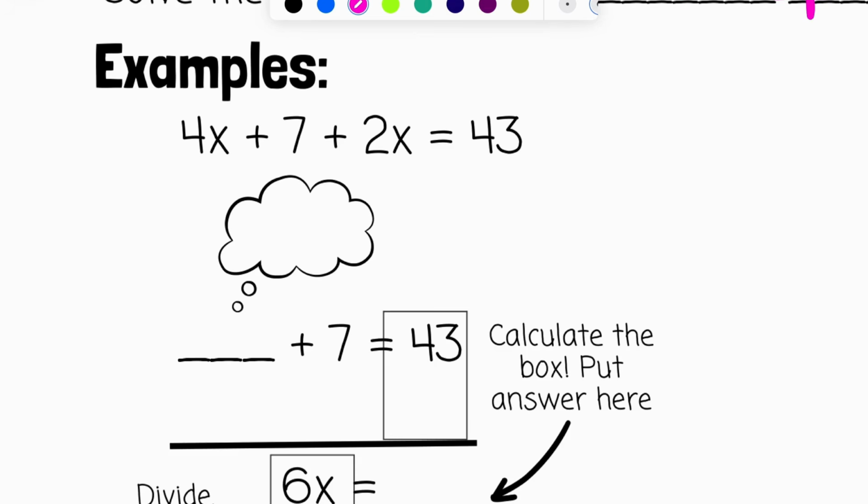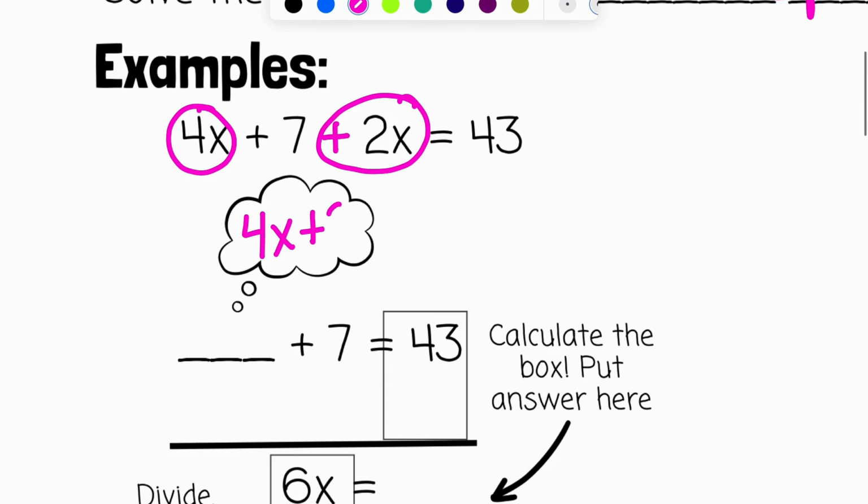Alright, let's start with our first example. We have 4x plus 7 plus 2x equals 43. So for this one, our like terms are all on the left side of the equation. We have 4x, so I'm going to circle that one, and plus 2x. Now notice I put the plus in my circle because that tells me how I need to combine them. So in my thought bubble, I'm thinking 4x plus, because there's a plus right here, 2x. Okay, so 4x plus 2x gives me 6x. So now I've simplified my equation, and now it is 6x plus 7 equals 43.